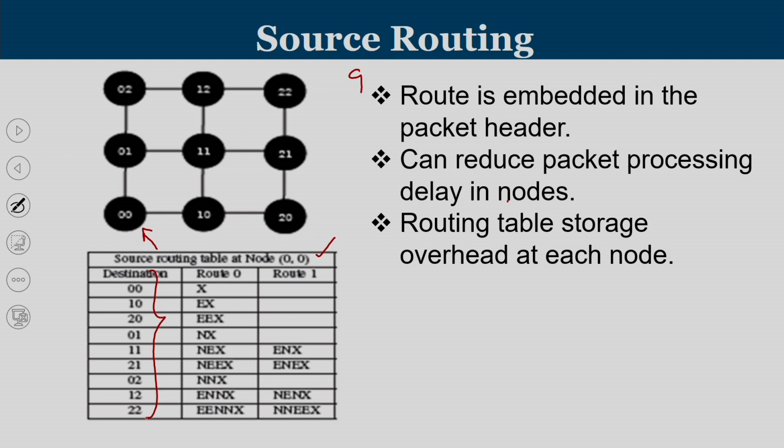Now, consider the case where I wanted to reach 10. From 00 to reach 10, the transition required is to take an east turn, that is what is mentioned by east, then followed by X. X means I have already reached the destination, exit. So, from 00, if you wanted to reach 10, it is east and exit.